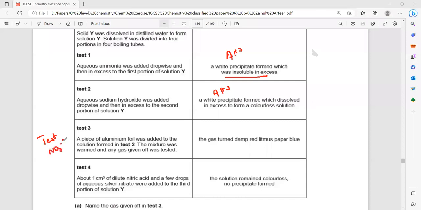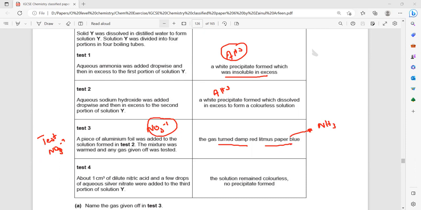To test the nitrate ion, we add aluminum foil and then heat. What we observe is that red litmus paper turns blue. If red litmus paper turns blue, the gas given off is ammonia, and the ion present in the solution is the nitrate ion. So one of the tests shows that there's an aluminum ion, another one shows there's a nitrate ion. So it shows that this is aluminum nitrate.